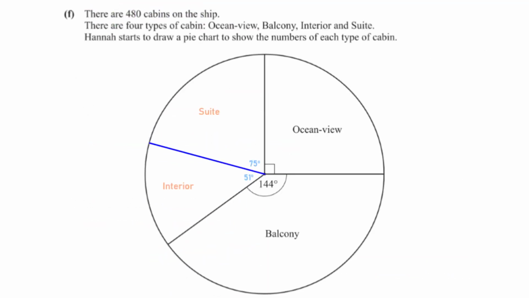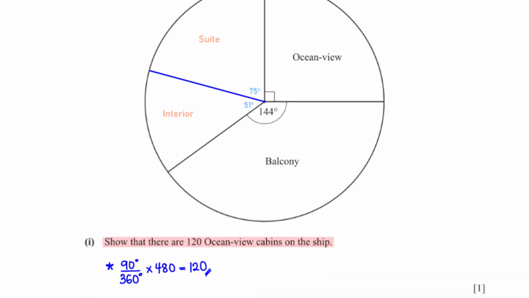There are 480 cabins on the ship. There are 4 types of cabin: ocean view, balcony, interior, and suite. Hannah starts to draw a pie chart to show the numbers of each type of cabin. Show that there are 120 ocean view cabins on the ship. The number of ocean view cabins is equal to the sector angle, which is 90 degrees, divided by 360 degrees, times the total number of cabins, which is 480. This gives us 120.